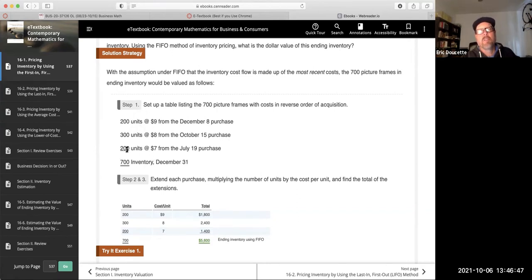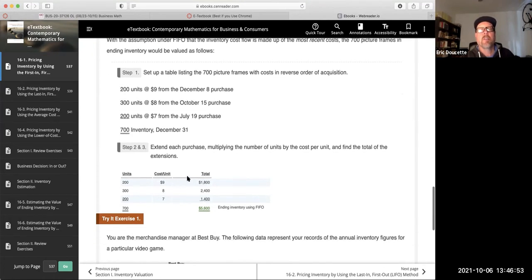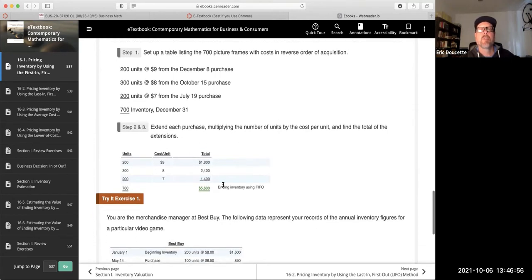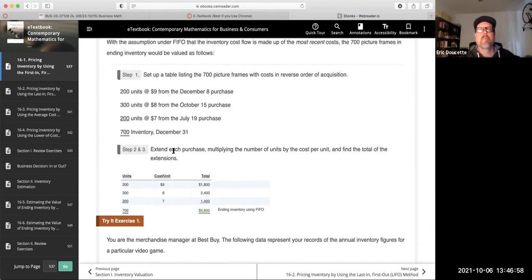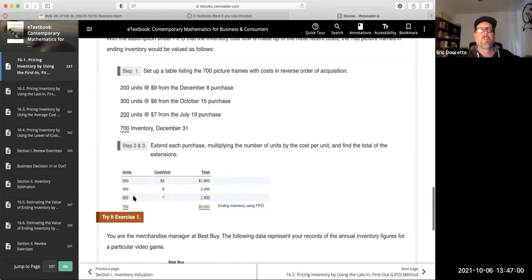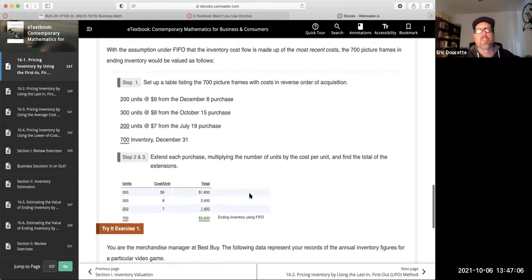So their total inventory was 700 on December 31st, but then they sold some, right? So they sold 200 units. Let's see, what did they have left over? So they had 700 in there. Oh, and that's the total value of their inventory is this right here. So if they were to sell the first ones first, which is first in, first out, which were the first ones in? Obviously the ones on December 8th. Those were the first ones in. So those would be the first ones that you deduct.